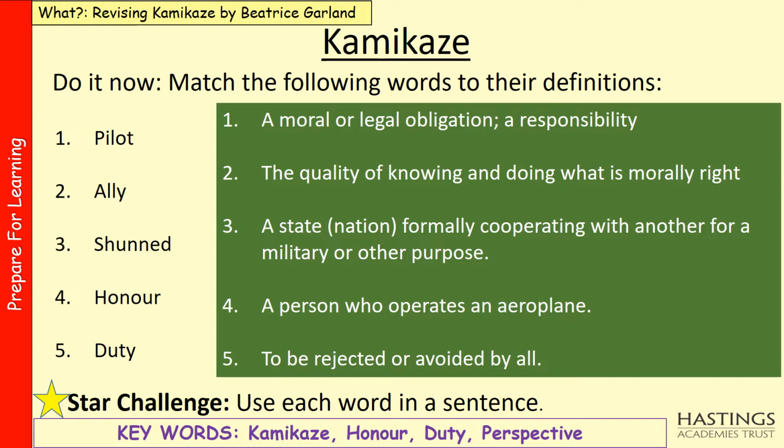Number three, shunned, goes with number five, which is to be rejected or avoided by all. And number four, honour, goes with number two, the quality of knowing and doing what is morally right. And then number five, duty, goes with definition number one, a moral or legal obligation, a responsibility. Okay, so those ideas about honour, duty, being shunned are really important in this poem. So what we're going to be looking at is ideas about conflict, ideas about nature, and ideas about identity with the poem today.